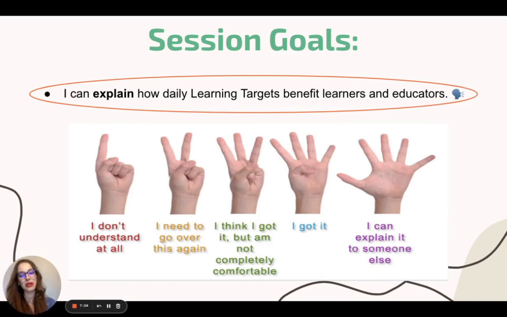Okay, so we're coming to marker number 1, session goals. Can you explain how daily learning targets benefit learners and educators? We have a scale of 1 to 5 here. 1, I don't understand at all. I need to pause and rewatch it. 5, I can explain it to someone else. I got this. And I hope you will. Okay, you're on the honor system since I can't see you, but go ahead and show me.